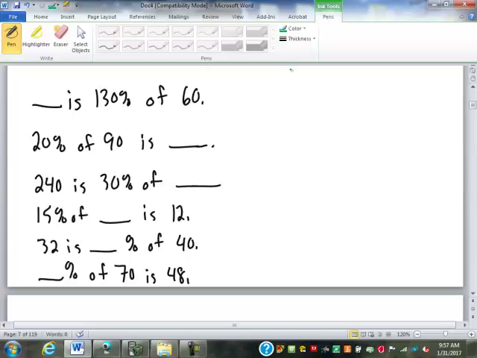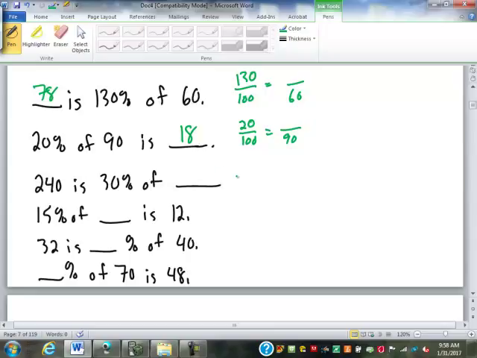So for the first one, what'd you get? 78. Very good. 130% is 130 over 100. Out of 60, the 60 goes on bottom, so you cross multiply and divide to get 78. 20% of 90, what'd you get? 18, good. 20% is 20 out of 100. Out of 90 means the 90 goes on bottom.